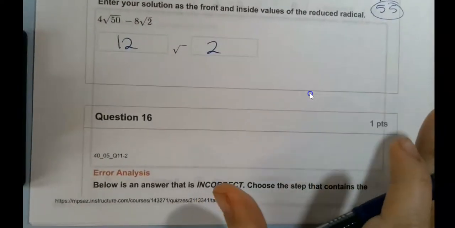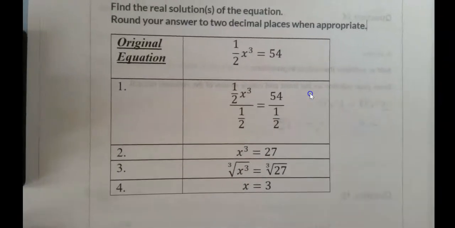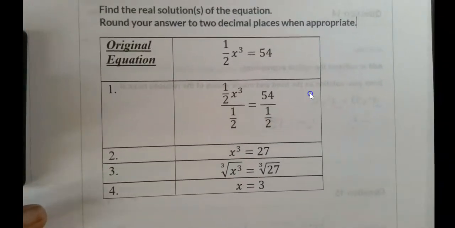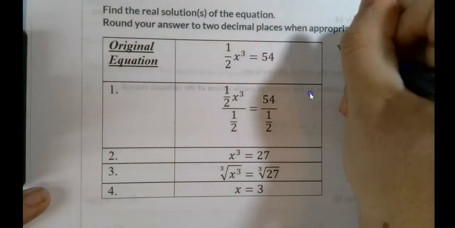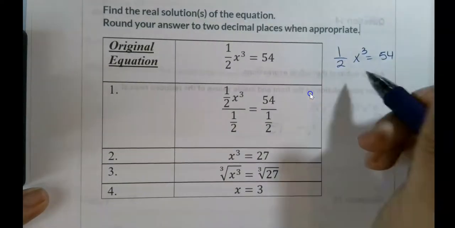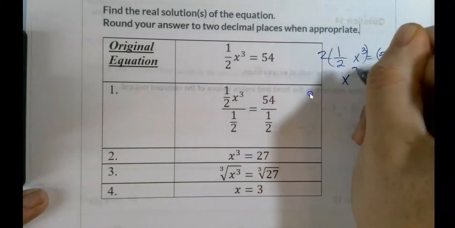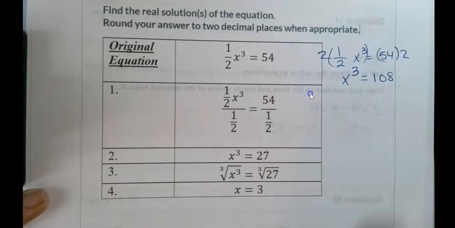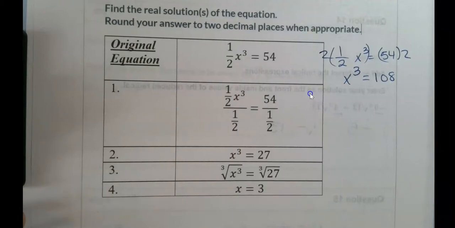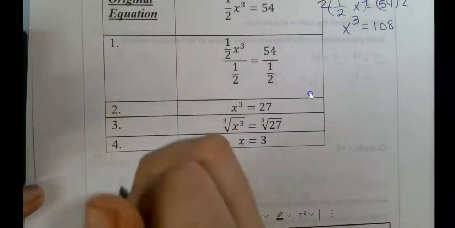Okay, the directions are kind of cut off for number 16, but it starts off by telling me that the answer is incorrect, and I need to choose the step that has the error, and then fix it. So, if I take a look at this, they have their original equation, so I am going to solve this myself off to the side. To get rid of this, you would multiply both sides by 2, which gets you x cubed equals 108. So, what they did was they divided by 1/2, which could be right because those will cancel out, but when they did that, it should have given them 108. So the mistake is in step 2.